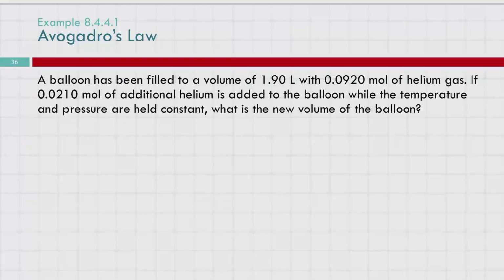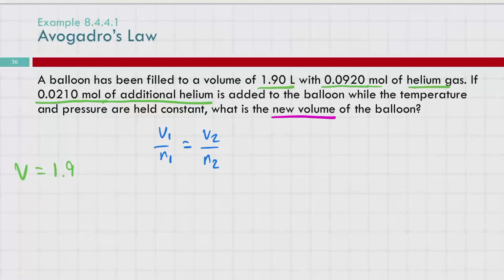So let's do an example problem with Avogadro's law. V1 over N1 equals V2 over N2. So we've got a balloon that's been filled to a volume of 1.90 liters with 0.0920 moles of helium gas. If 0.021 moles of additional helium is added while temperature and pressure are constant, what is the new volume of the balloon?